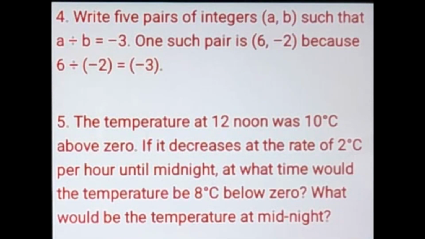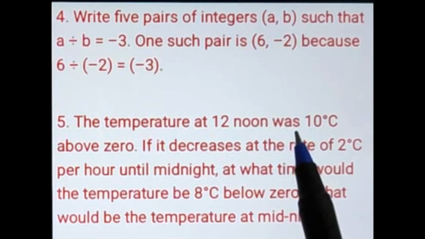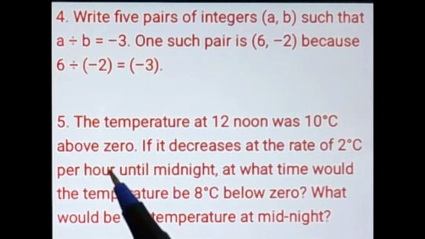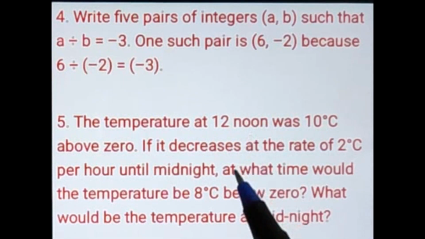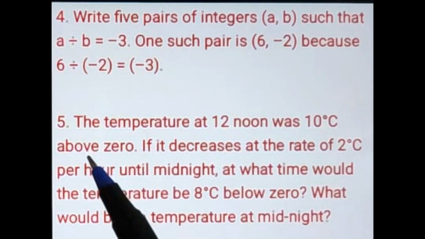Question number 5 states that the temperature at 12 noon was 10 degrees Celsius. The question is quite lengthy and tricky, but it is very easy, and when you understand it you will be able to solve it properly. So I request you all to read the question properly, then you will be able to do the sum. Noon means in the day, that is afternoon. 12 noon was 10 degrees Celsius, above 0, right?